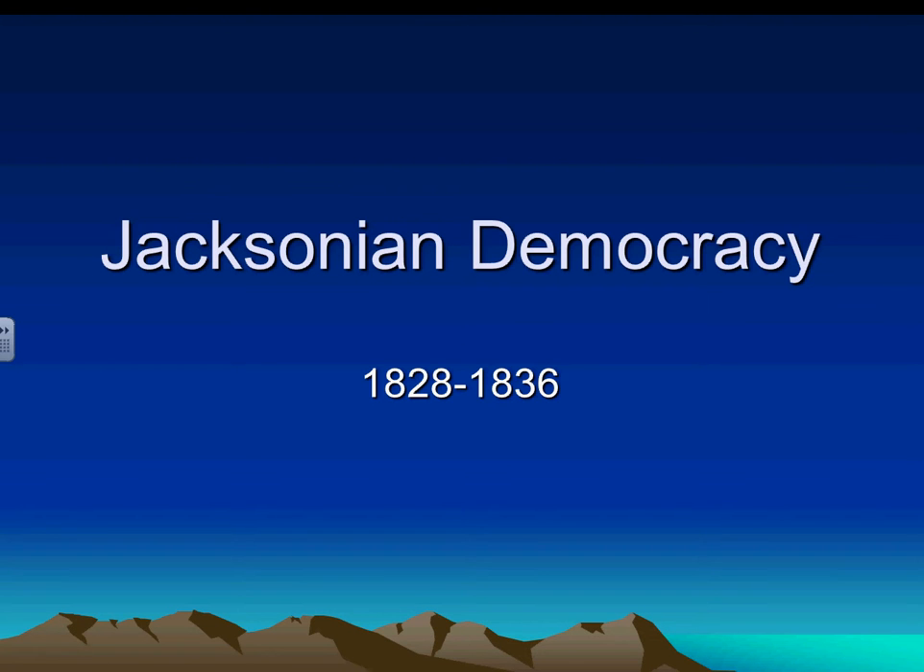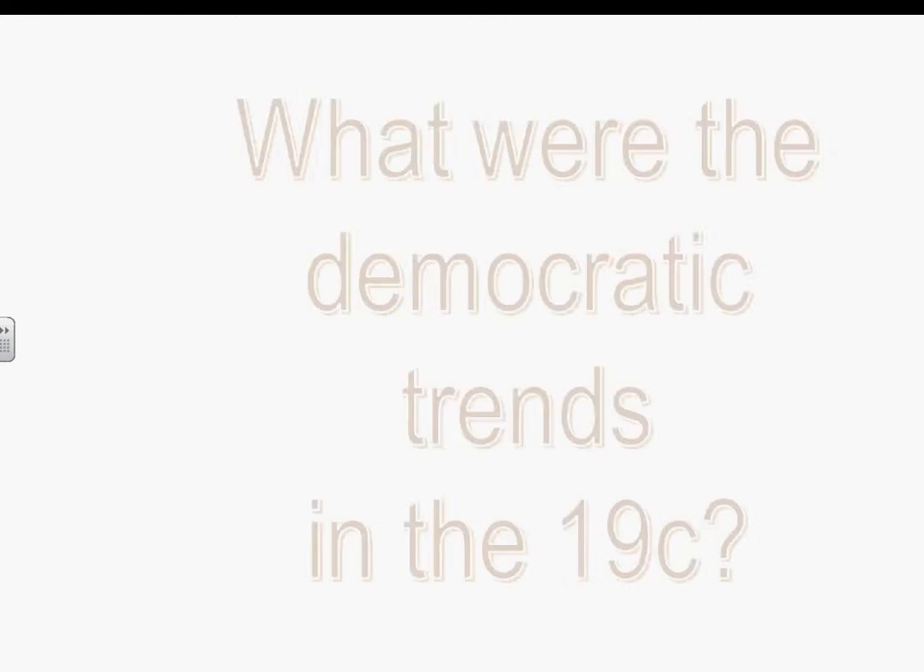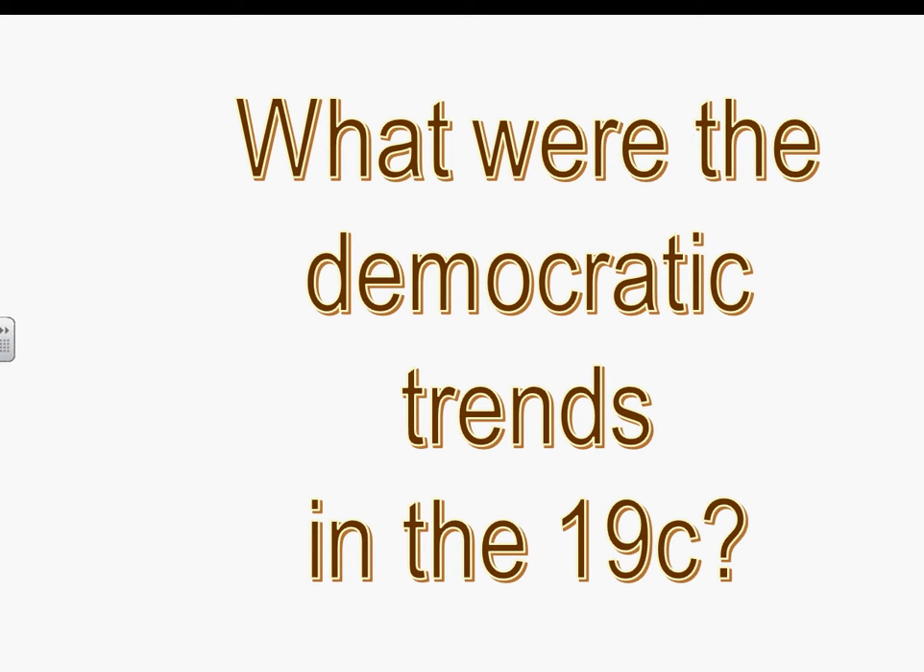We're going to carry on here and talk about the Jacksonian era, Jacksonian democracy. Jackson will become president in 1828, and his tenure will be for 8 years, and he'll be elected 2 terms to the presidency. What were the Democratic trends? The trend seemed to be this way.